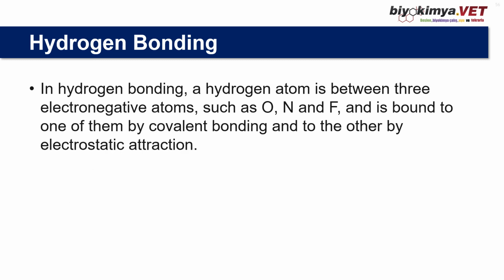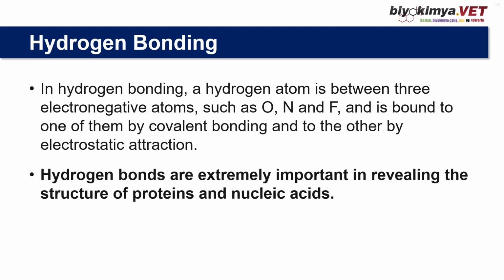In hydrogen bonding, a hydrogen atom is between two electronegative atoms such as oxygen, nitrogen, and fluorine, and is bound to one of them by covalent bonding and to the other by electrostatic attraction. So this is the pattern of hydrogen bonding. And hydrogen bonds are strongest when the three atoms forming the bond are in a straight line.